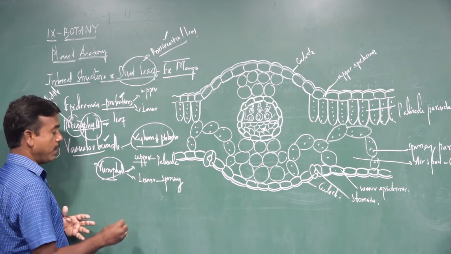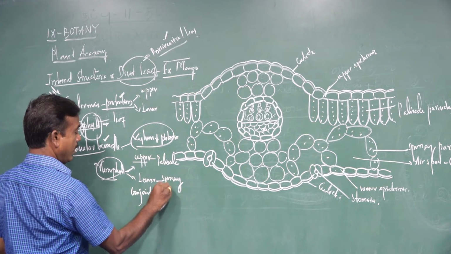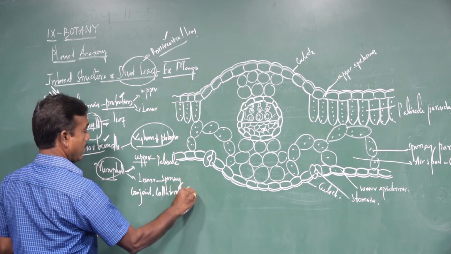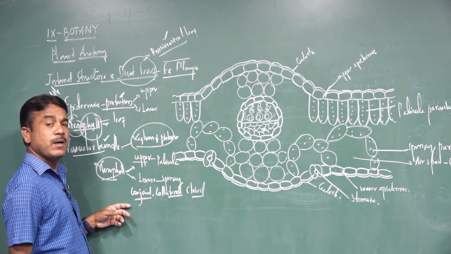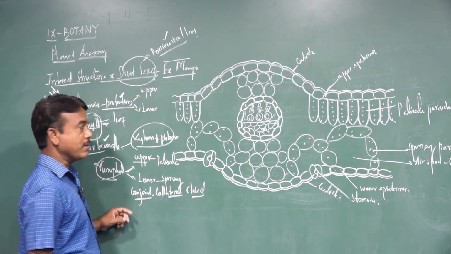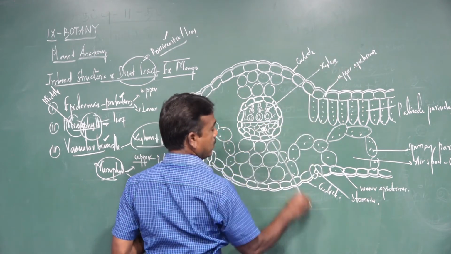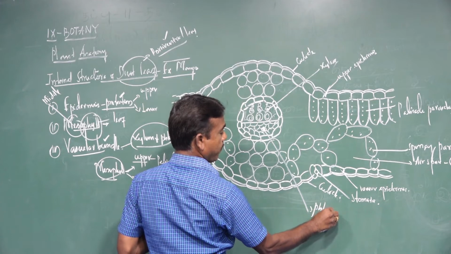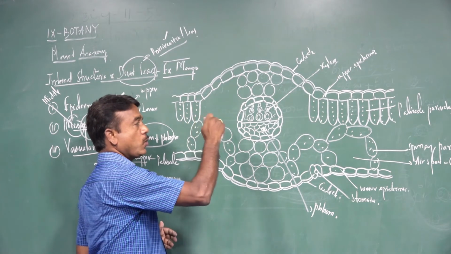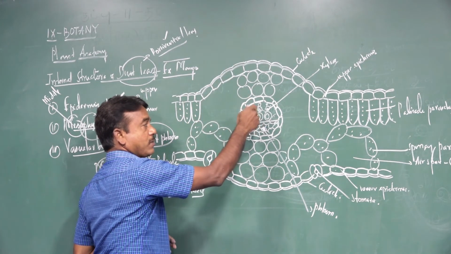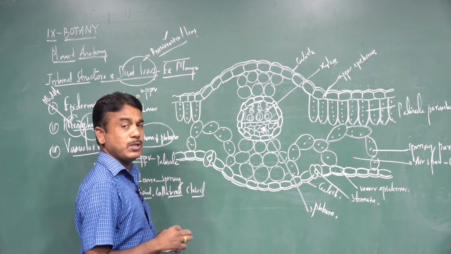What is the nature of the vascular bundle? Conjoint, collateral and closed. What is commonly called conjoint? Xylem and phloem are in the same radius. So this is the xylem. This is the phloem. Xylem and phloem are in the same radius, with the xylem toward the upper epidermis and the phloem toward the lower epidermis, arranged one above the other.